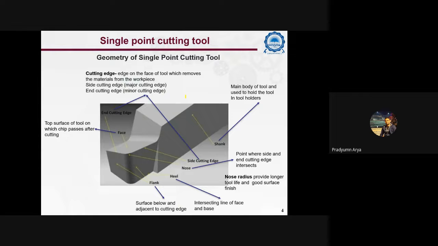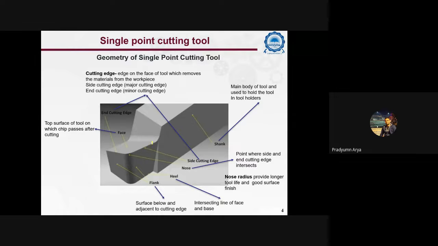Next, we will discuss the very simple parts of the geometry of a single point cutting tool. First one is the shank. Shank is the main body of the tool and is generally used to hold the tool in the tool holder. Next one is the face. Top surface of the tool, the surface along which chips move upward. Next one is the flank, the surface below and adjacent to the cutting edge, which is relieved to avoid rubbing with the machined surface.